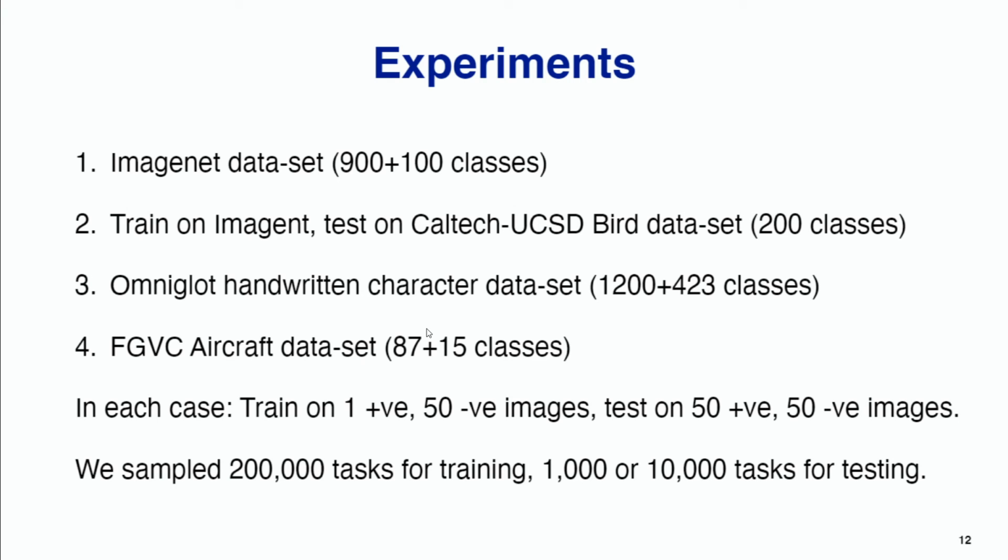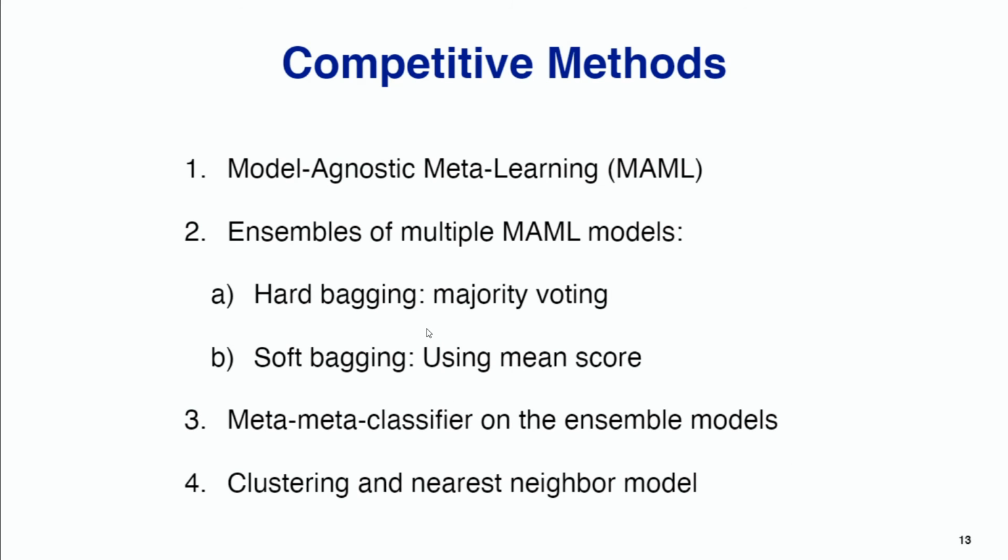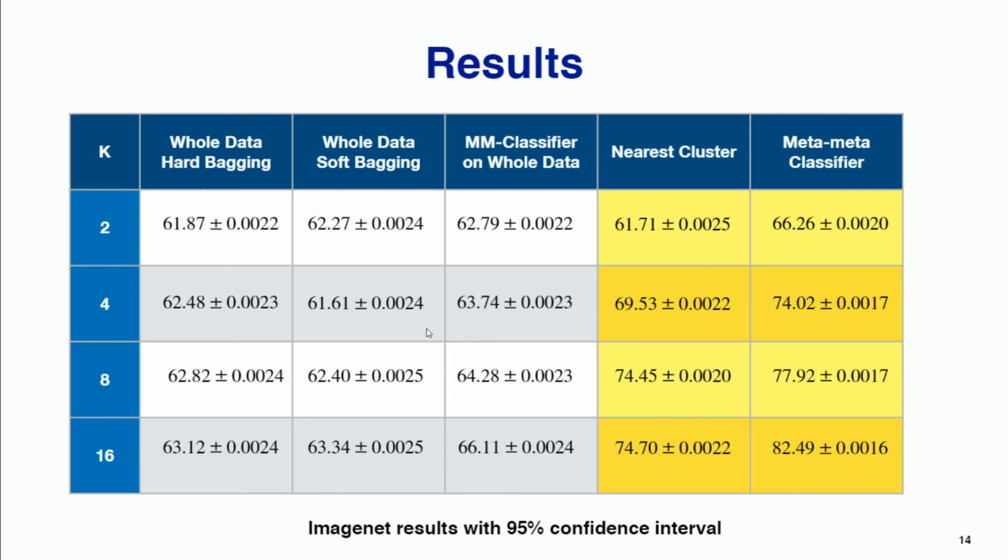These are the experiments we have done. We have used the ImageNet dataset, Caltech UCSD bird dataset, Omniglot and aircraft dataset. These are the comparative methods we have tried. We have used MAML and ensembles of MAML, and then our method, and the clustering and nearest neighbor model.